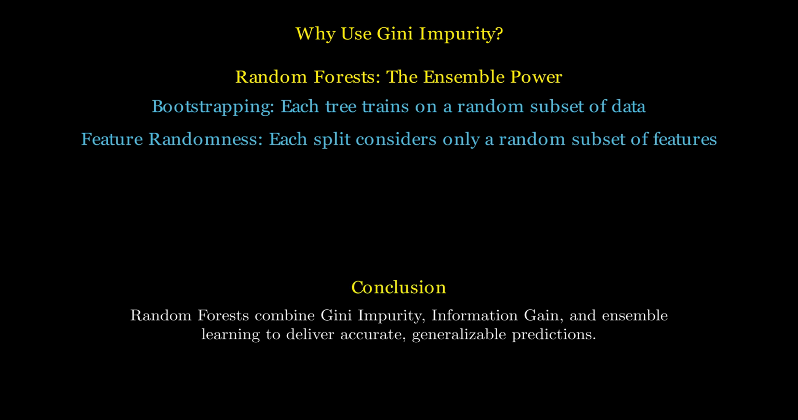In summary, random forests use Gini impurity to measure node purity, information gain to choose the best splits, and an ensemble of diverse trees to make robust predictions.